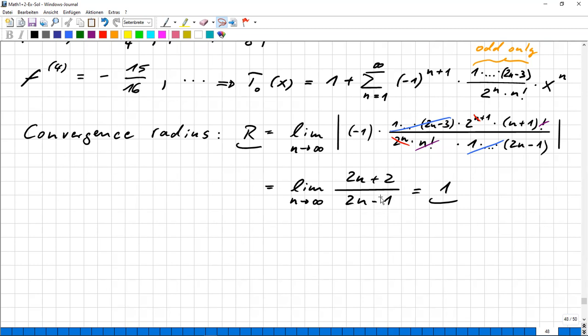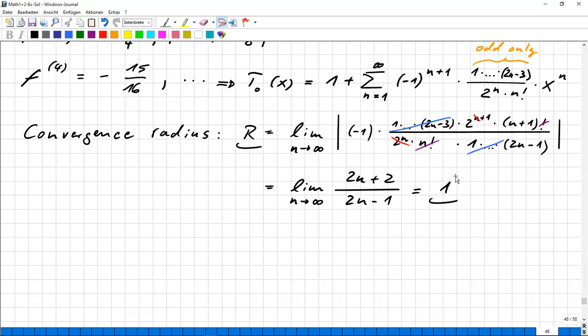There are other methods. Also, you can reduce this fraction in some way. You can do whatever you want. In the end, the reason for this is that you can neglect these constants for very large values of n. So in the end, the whole expression approaches 1. This is its limit, and that's why it's also the convergence radius of this series.